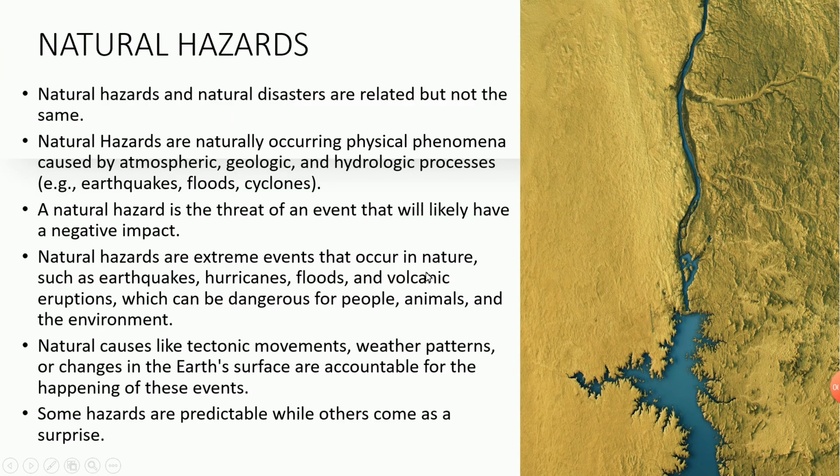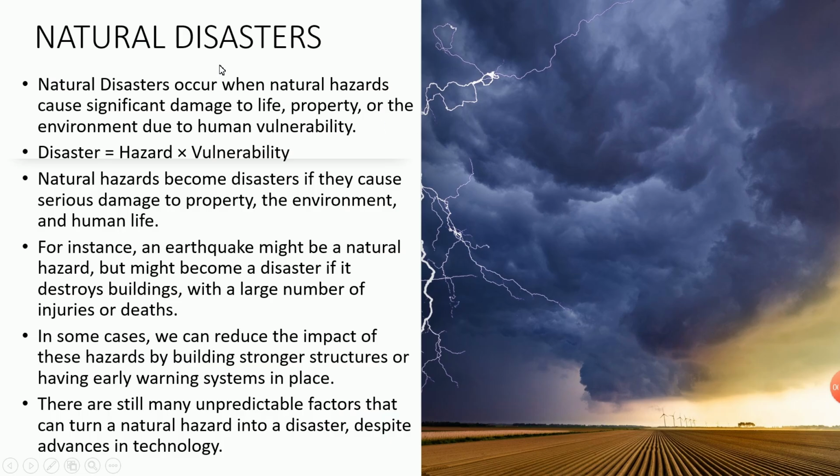So then what is a natural disaster? Now the incident has happened, right? If because of that incident there is any damage to the public, other living beings and the environment, then that is a natural disaster. So natural disasters occur when natural hazards cause significant damage to life, property or the environment due to human vulnerability. That is why they say disaster equals hazard times vulnerability. So natural hazards become disasters if they cause serious damage to property, the environment and human life.